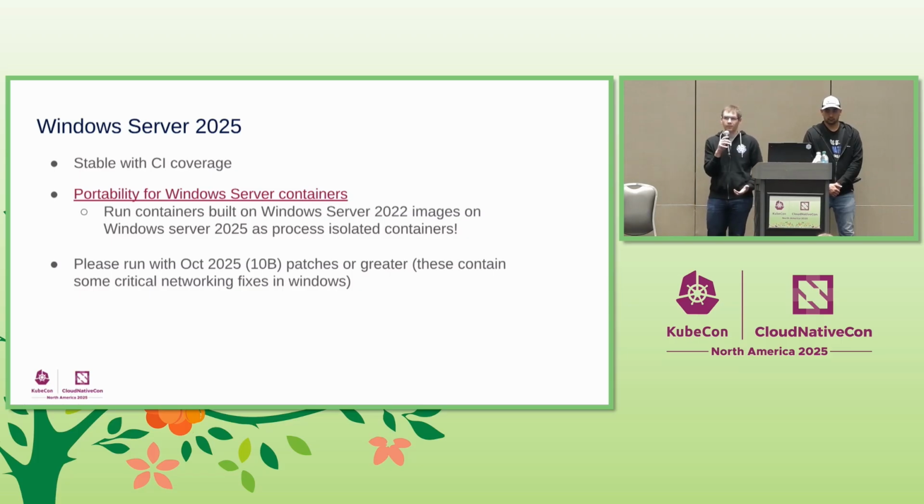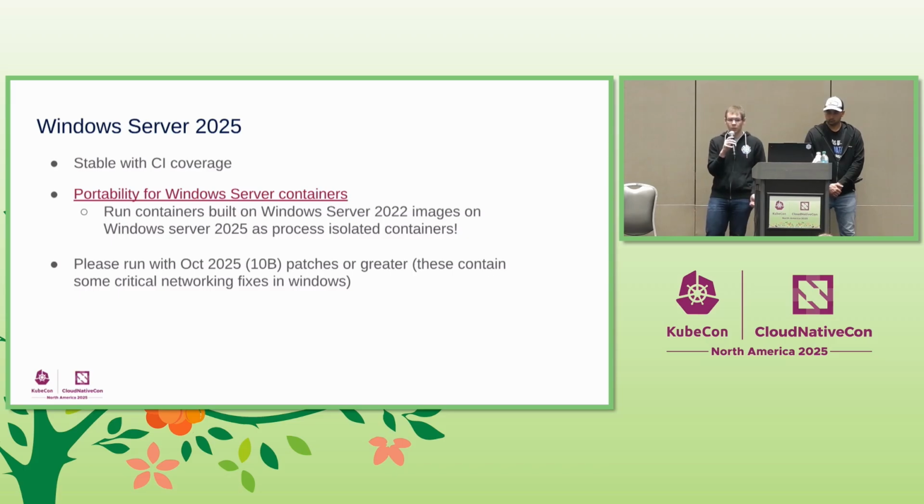People have been asking for this for a while, like what's the status of this? I will say there were some networking issues that are finally resolved with the October 2025 10B patches that may affect your pod networking if you are running in overlay networking mode. Those have finally been released publicly, and we think that's the last step in getting your Windows Server 2025 workloads running stably in the cluster.